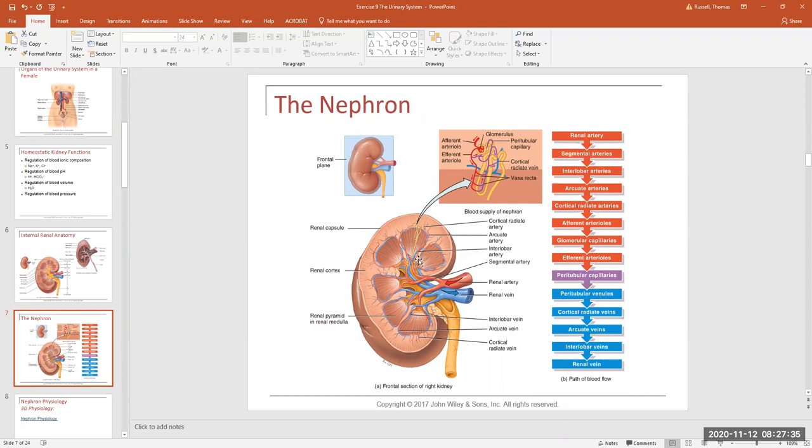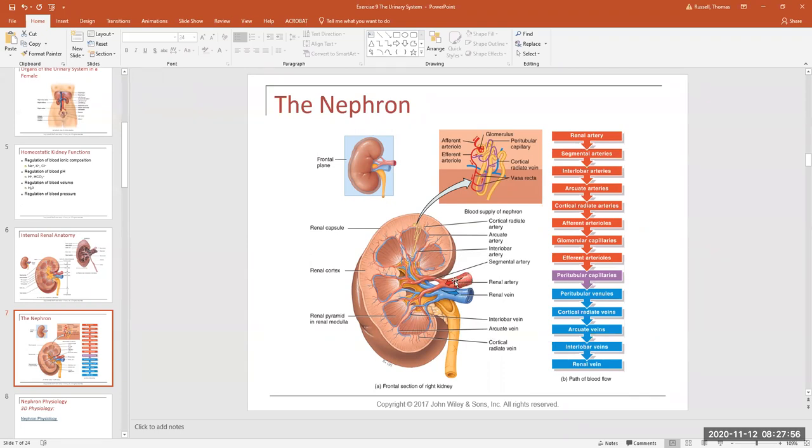But nonetheless, let's go through the blood flow through the kidney. So the arterial flow is ultimately going to come from the aorta, which is not here, the abdominal aorta. And we have our renal artery coming off the abdominal aorta, if you remember that from the blood vessel chapter. The renal artery will perforate the kidney going into the hilus of the kidney.